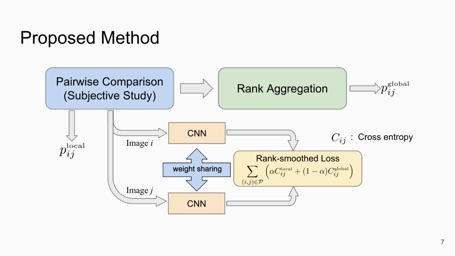Our contribution in this work is to add an approximation of the global preferences of image pairs into the cross-entropy loss. The net effect of this change is that at training time, the CNN gets to see not just the local pairwise comparisons, but also an approximation of the global ranking. Such approximation is obtained through rank aggregation. Next, we discuss more details about our proposed method.